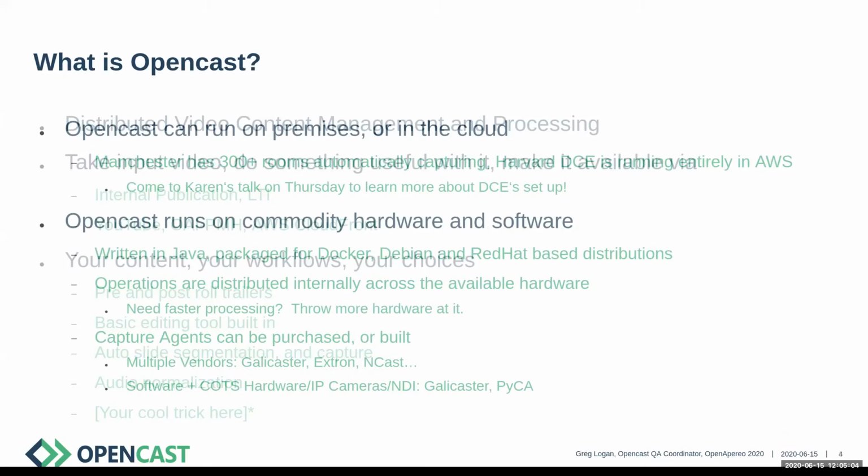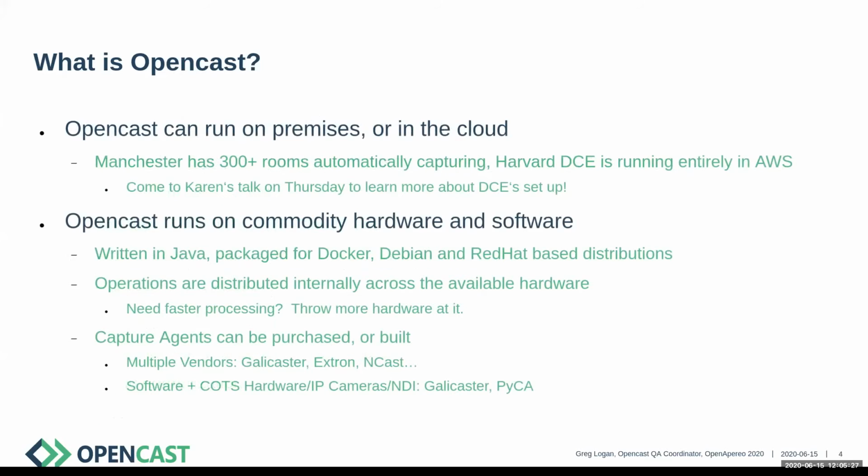Opencast can run on premises or in the cloud. So Manchester, this is the organization with the QR codes, has 300 plus rooms automatically capturing. And I believe their staff is, I think, 5 people. So, I mean, Opencast can scale pretty easily. Harvard DCE is running also another large install entirely in AWS. If you are interested in what that looks like, come to Karen's talk on Thursday. She's talking about some part of DCE's configuration. I'm not entirely sure what.